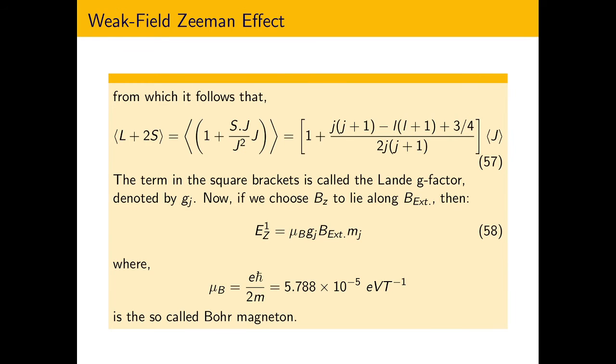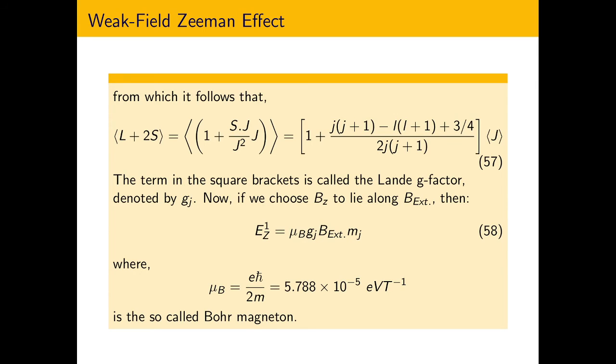Right. So from that we can now make a substitution, and we will get this term right here. And this term in the bracket is called the Landau g factor. It's denoted by g_J. So whenever you see g_J in the upcoming sections, you should know that it's just this term right here. And if we choose B external to be lying along the z-axis, then your E_Z just collapses to this simple term.